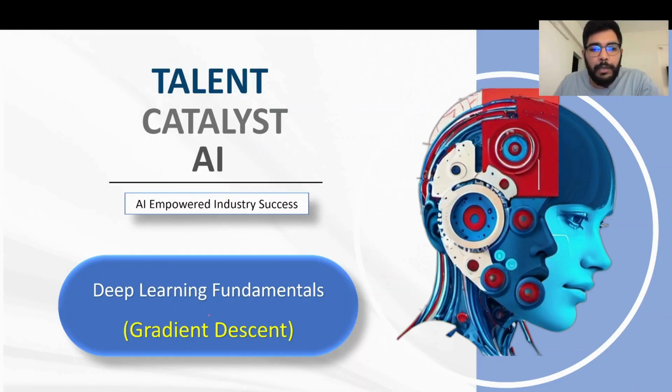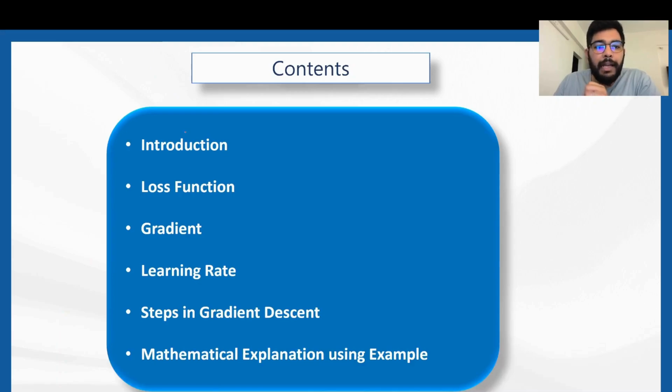In today's video, we'll be learning about a deep learning fundamental that is gradient descent. We'll be covering the introduction to what exactly is meant by, or defining, gradient descent. Post that, we'll be covering the key characteristics of gradient descent. Namely, the first one is loss function. The second one is what exactly is meant by gradient. The third one is learning rate.